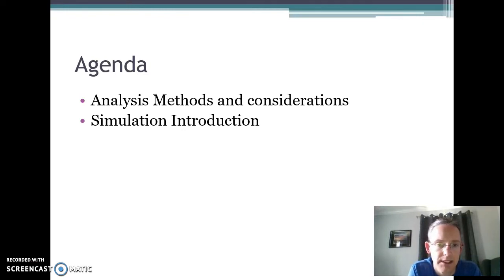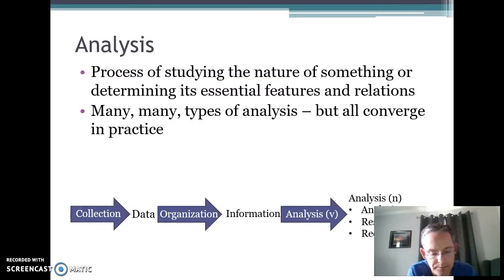So today we're going to talk about analysis methods and considerations, and do a little bit of an introduction on simulation itself. I'm not going to read all these charts. You can read them. What I want to use these for is go ahead and use them to shape your reading and kind of what you need to pull out of the reading. The key stuff will be in here.